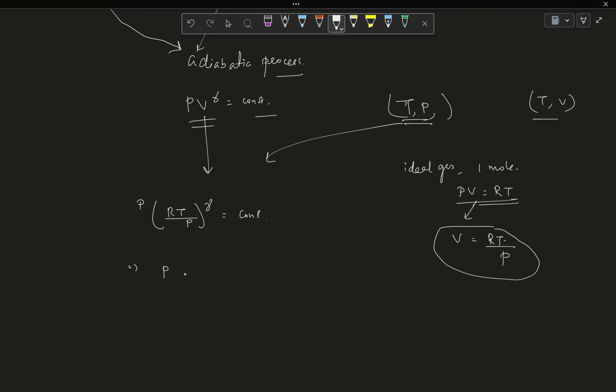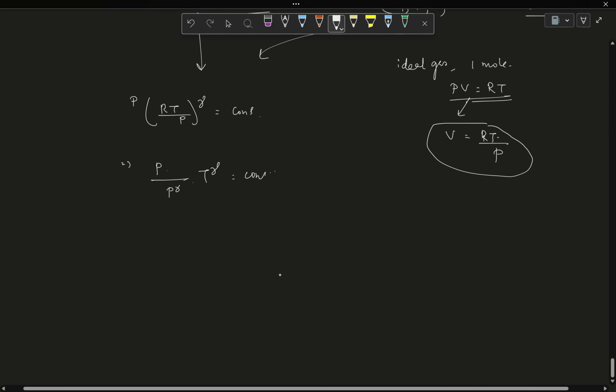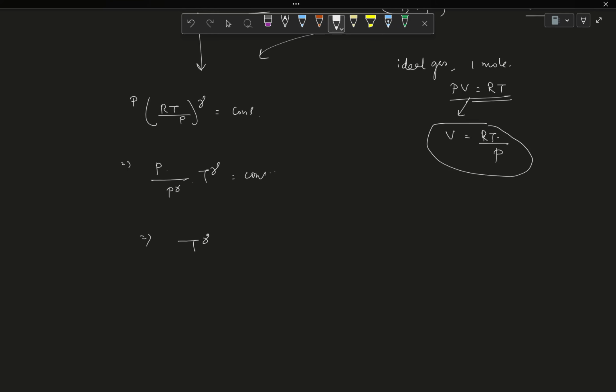So P into (P by P to the power gamma), T to the power gamma is equal to constant. We take this R to the other side and absorb it inside the constant. So that is not a problem. So this is T to the power gamma by P to the power gamma minus 1 is equal to a constant. So this is the relation you have got between T and P for the adiabatic process, right?